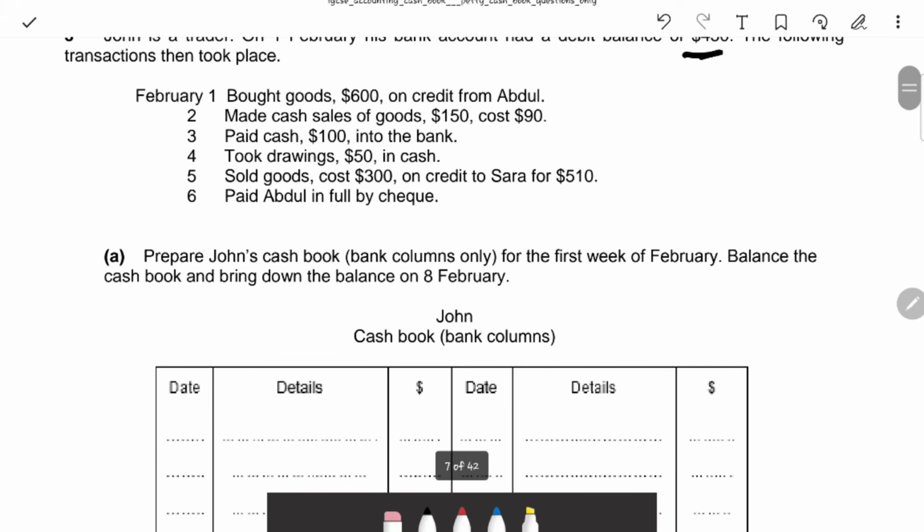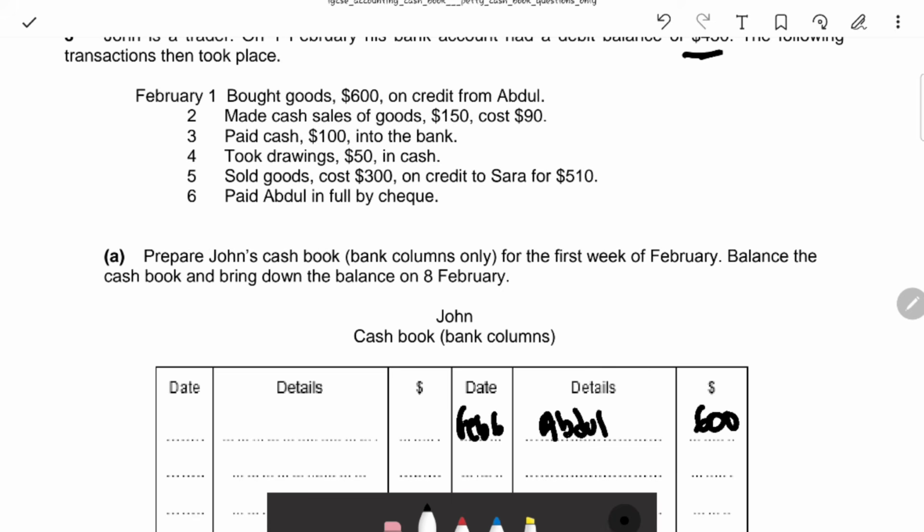So the first one is we're buying goods on credit from Abdul. So we're buying goods. That means we're spending money. That means there's going to be a credit balance, because we're spending. So that means on Feb 6th we are paying Abdul $600. And then after that, we made cash sales.